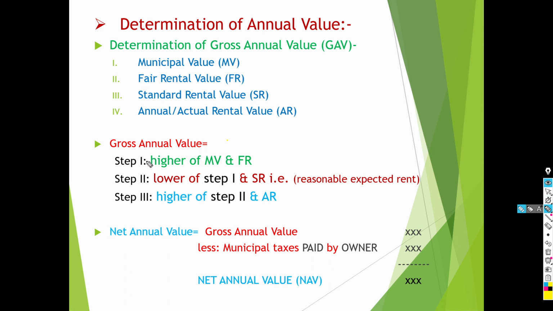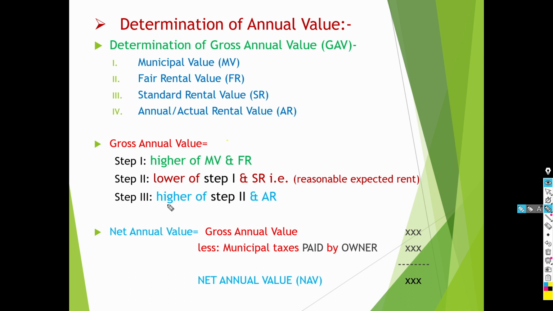There are three steps of determining the gross annual value. In the first step, you have to compare municipal value with the fair rent and take the higher amount. In the second step, you have to compare the amount from the first step with the standard rent and take the lower amount. It is also called the reasonable expected rent. In the third step, you have to compare this reasonable expected rent, that is the amount from the second step, with the annual rent or actual rent and take the higher amount.